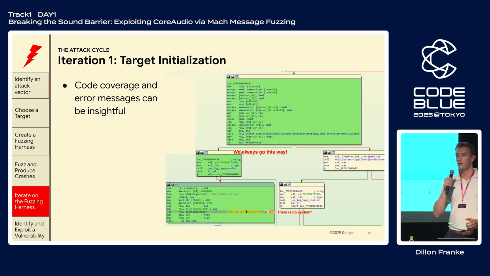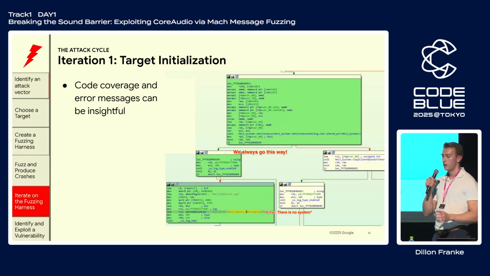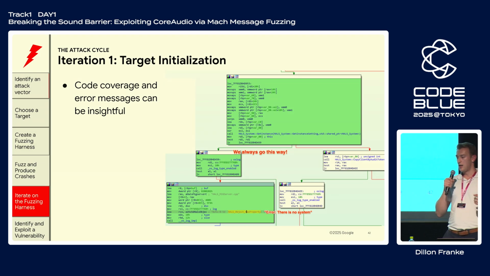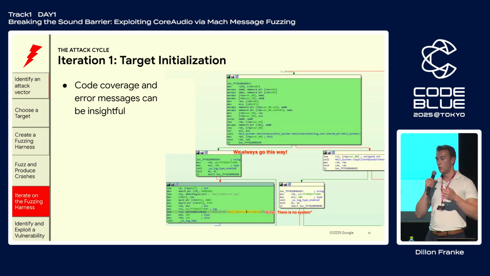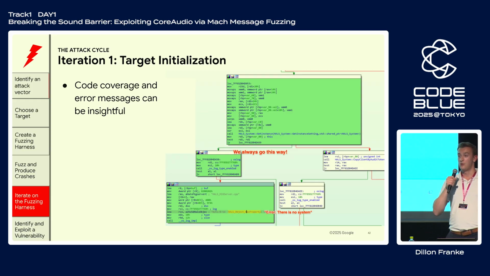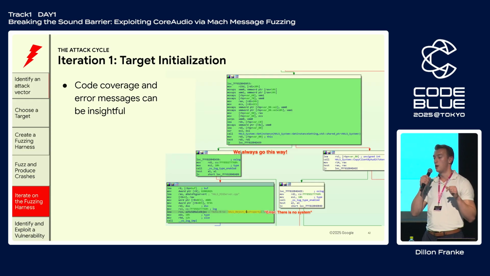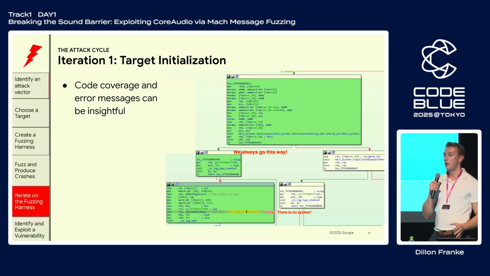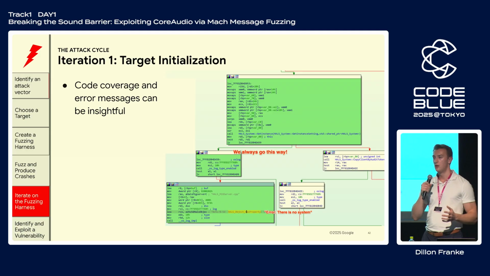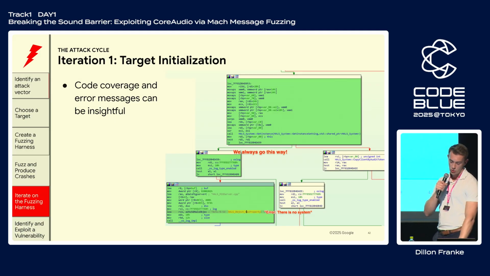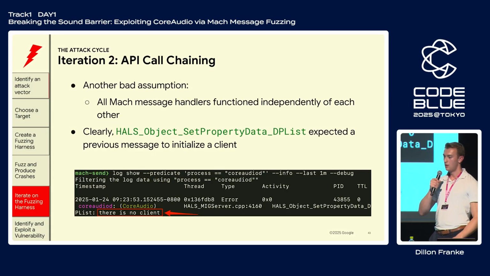Code coverage information can be very useful in this case. You can see the green blocks here in IDA Pro are blocks that our fuzzer has covered, and the white ones are ones we haven't explored. So we're always going to the left, you see there at that conditional statement. And you can see it's a little small, but it's saying error, there is no system. So those sorts of errors will help you realize, oh, I might need to initialize the audio system before I can send this specific message.